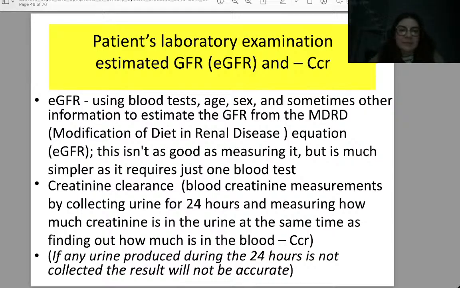Creatinine clearance. It is blood creatinine measurement combined with collecting urine for 24 hours and measuring how much creatinine is in the urine at the same time as finding out how much it is in the blood. If any urine produced during 24 hours is not collected, the result will not be accurate.